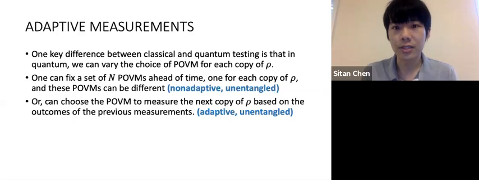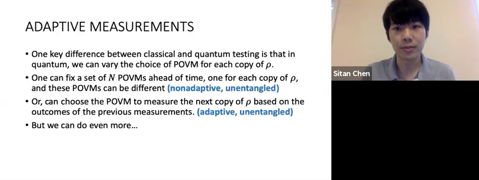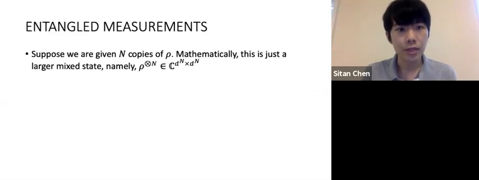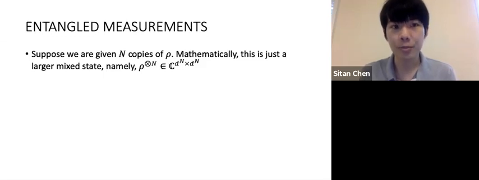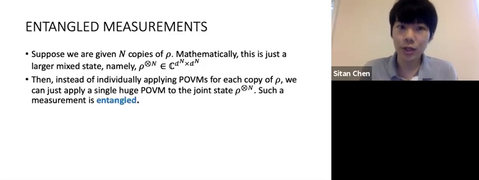And we're going to call these unentangled measurements for the reason that you can actually do much more than what I've described in this current slide. So you can also view the collection of capital N copies of rho as itself just a larger mixed state in this tensored space. So you can think of rho to the tensor power N as just a d to the N by d to the N matrix. Right? And so you could just as easily design POVMs which live in this bigger space. And now instead of applying a POVM for every copy, let's just apply this gigantic POVM to the joint state. This kind of measurement is what we call an entangled measurement.